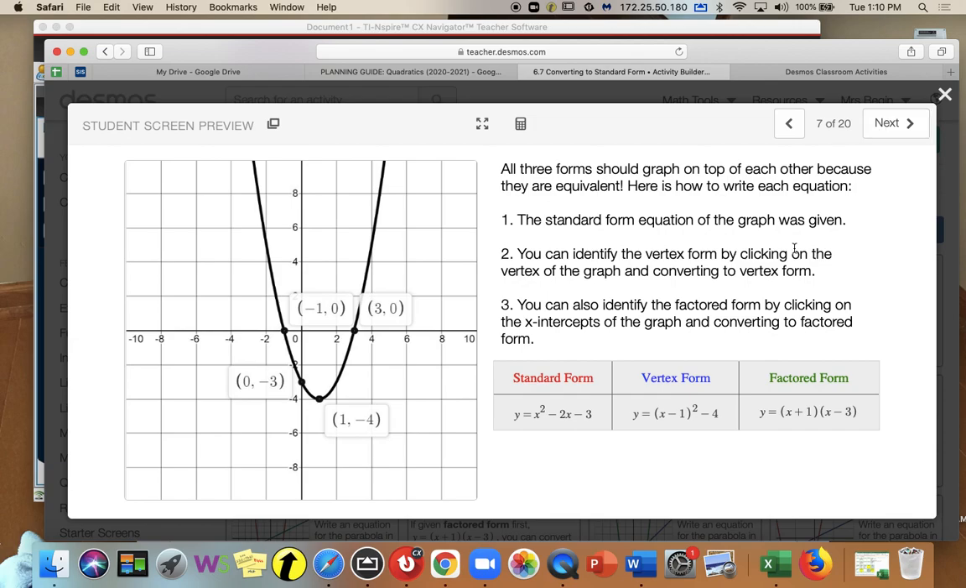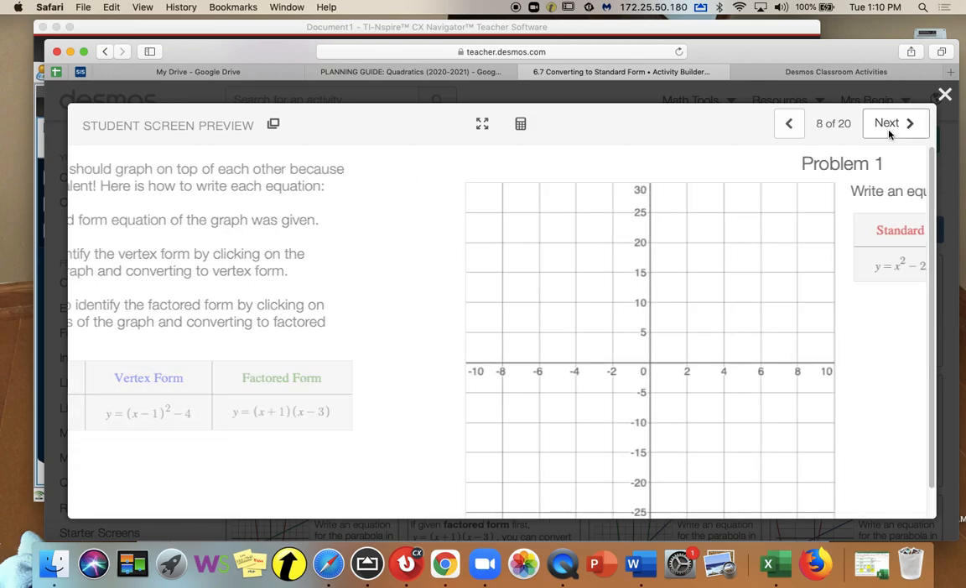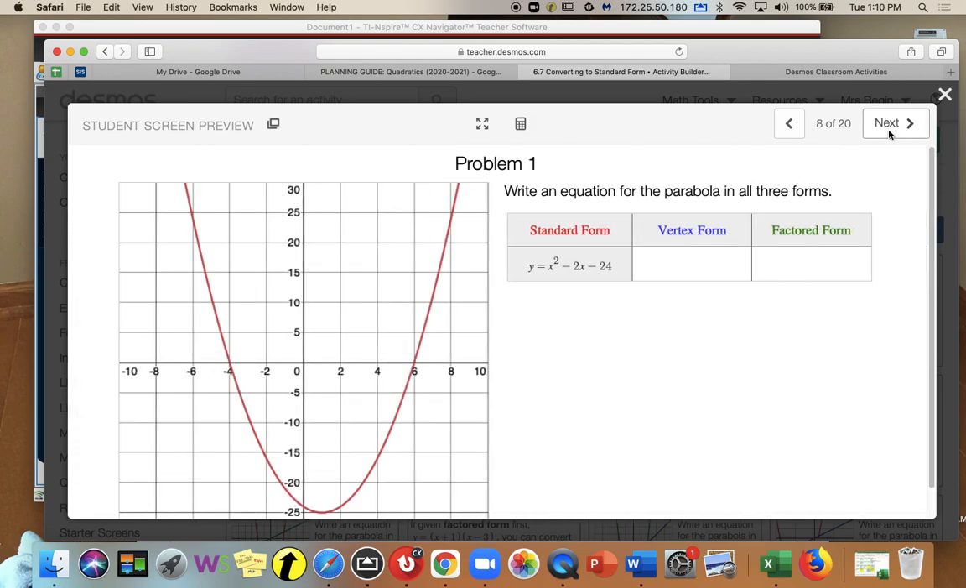All right, our 3 forms, all 3 forms, should graph on top of each other because they are equivalent. Here's how to write each equation. 1 is standard form. 2, we can find the vertex, 1, negative 4. And 3, we can find the zeros, negative 1 and positive 3. All right, so let's see if we can take the standard form and write the vertex and factored.